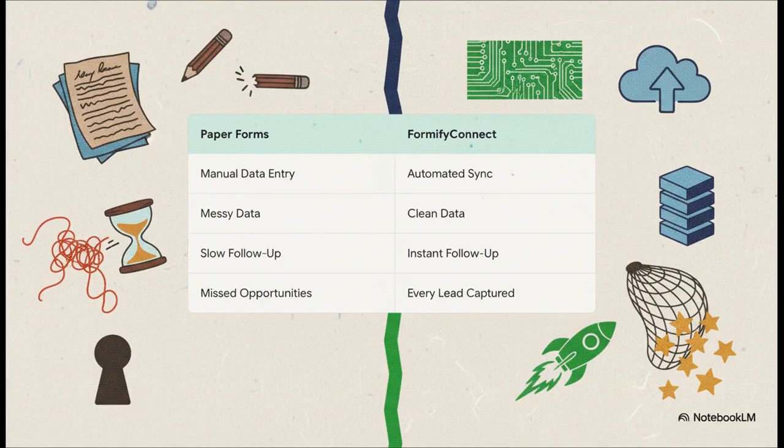And this really shows you the two worlds we're talking about. On one side, you've got paper forms, all that manual data entry, the messy handwriting, the super slow follow-up, and just missed opportunities. But then you look at the FormifyConnect side, and it's a whole different story. Automated sync, clean data, instant follow-up, and every single lead gets captured. I mean, the difference is just night and day.